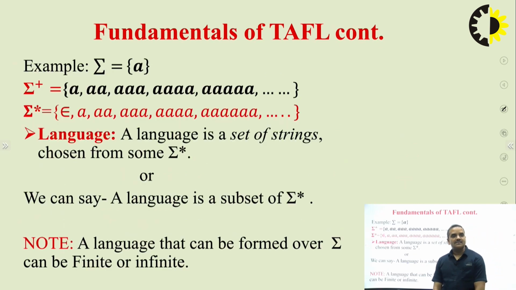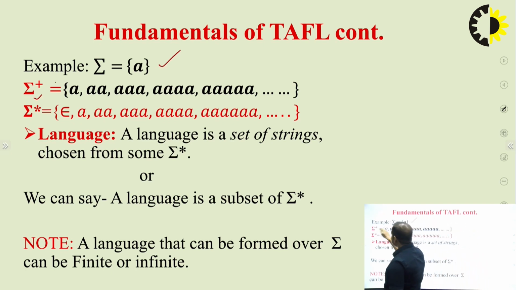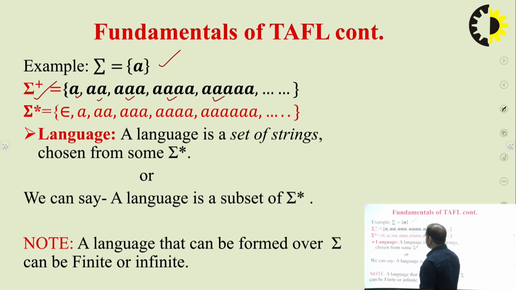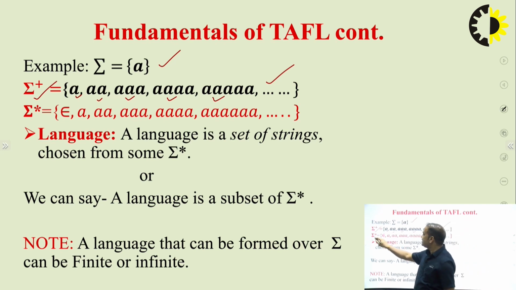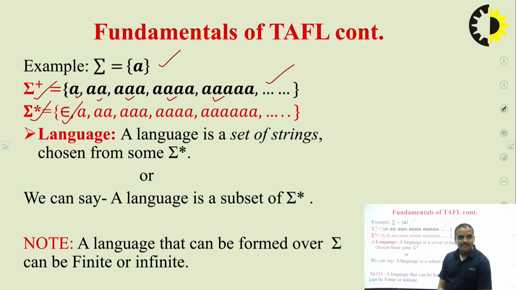This is sigma equal to a. We want to find sigma plus. Sigma plus equals a, double a, triple a, 4 times a, 5 times a. However many symbols you can concatenate are taken in the set of sigma plus, but we do not take null. But in case of sigma star, we have to use null also. That means sigma plus does not contain null, but sigma star contains null also.